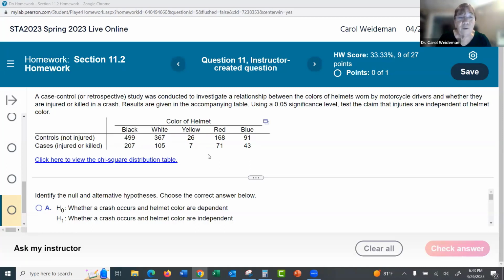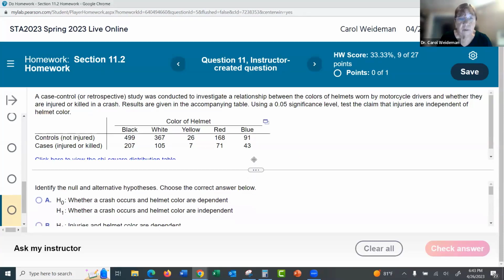Way back in the first unit, it was conducted to investigate a relationship between the colors of helmets worn by motorcycle drivers and whether they were injured or killed in a crash. So here's the data in the table. We have 5 colors, and then whether or not they were killed. We had controls that were not injured, and cases that were either injured or killed, broken down by the color of the helmet. So the first thing we want to do is write the hypotheses.